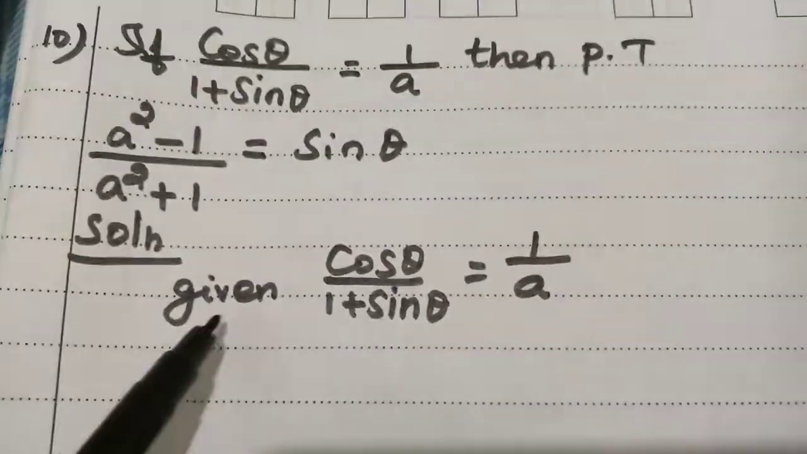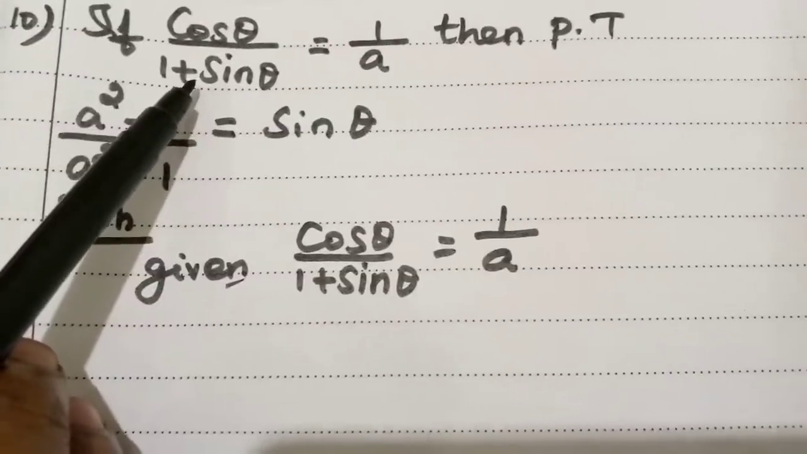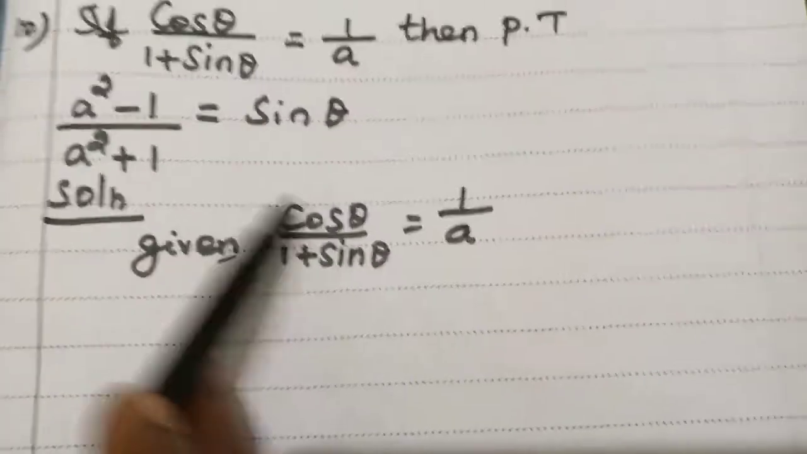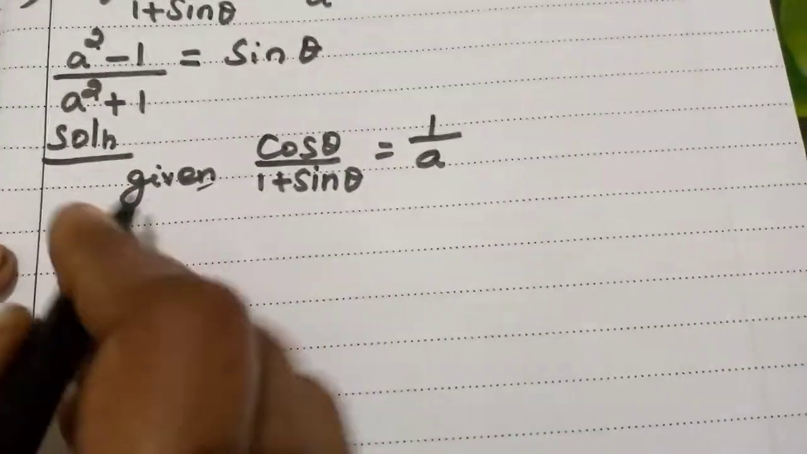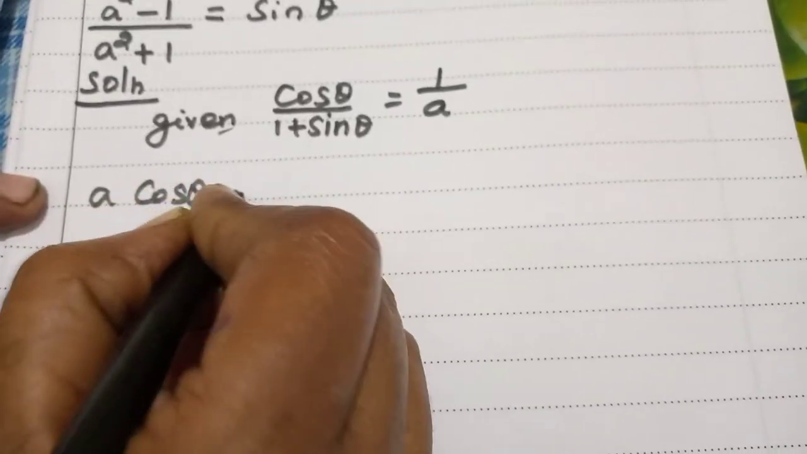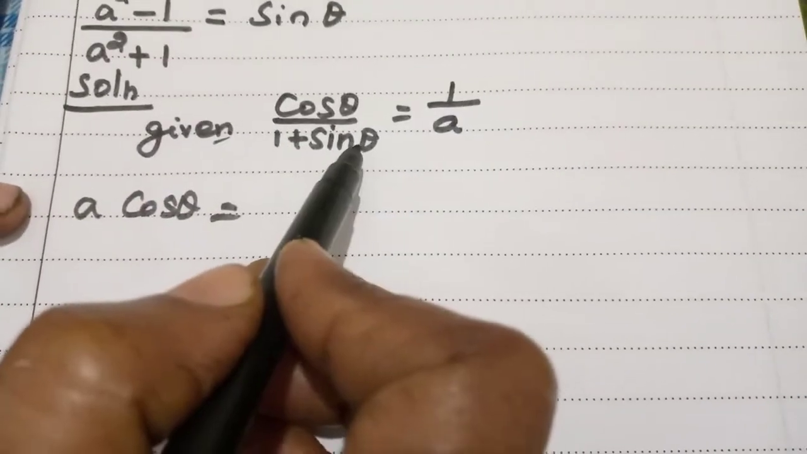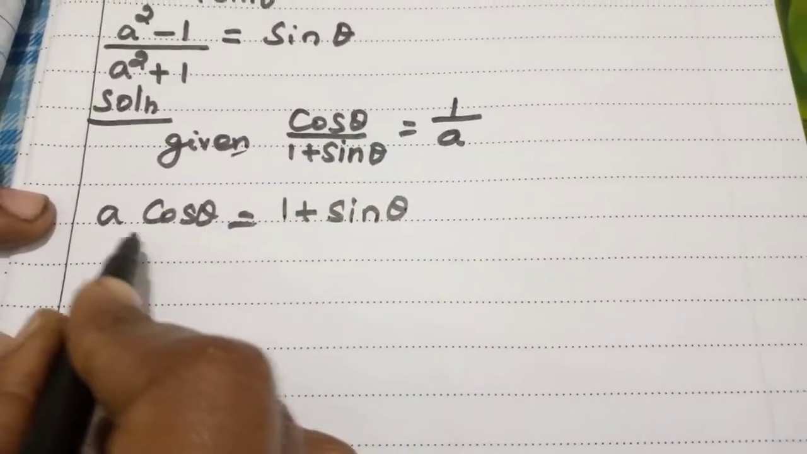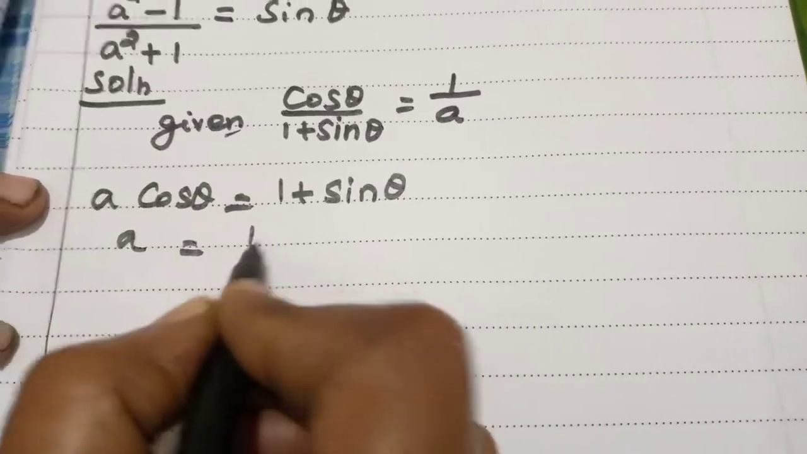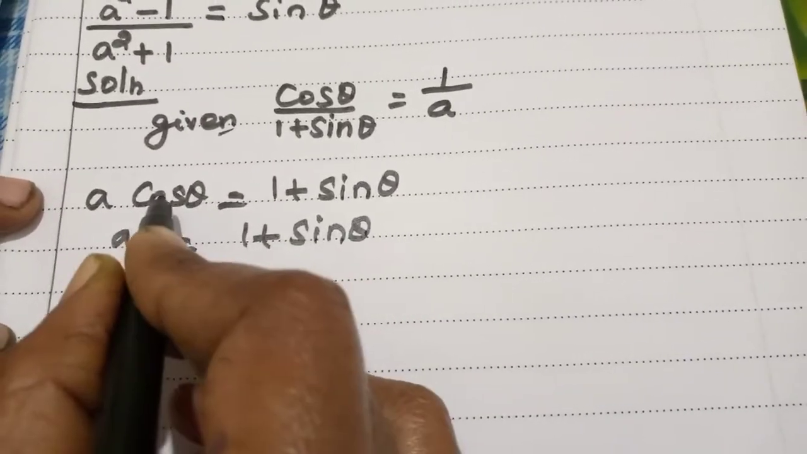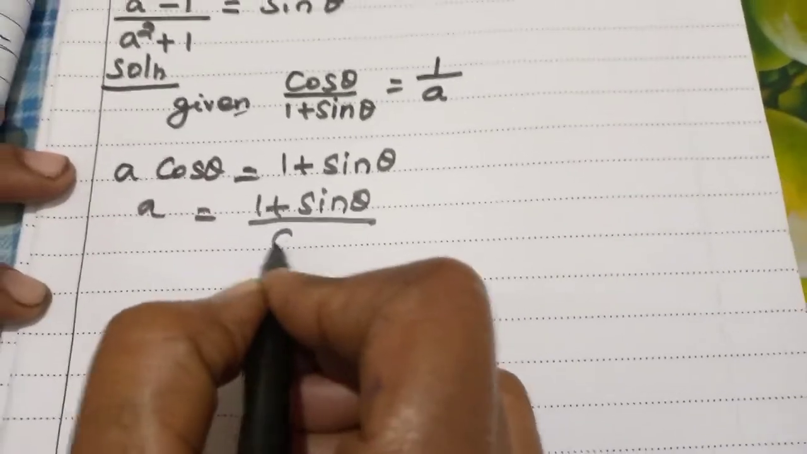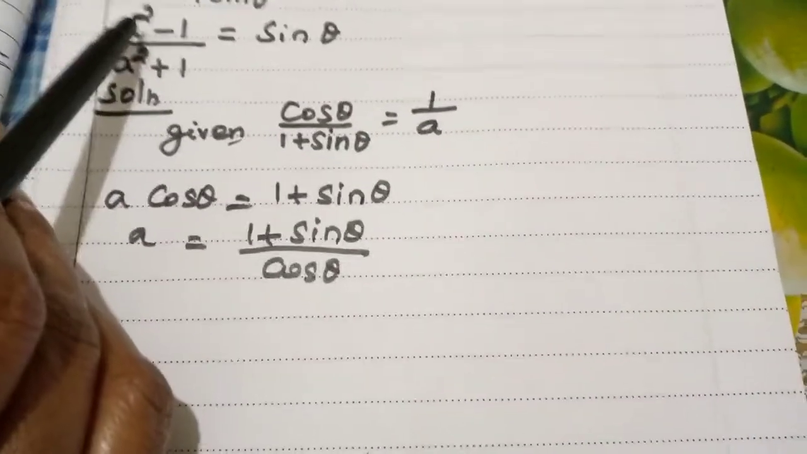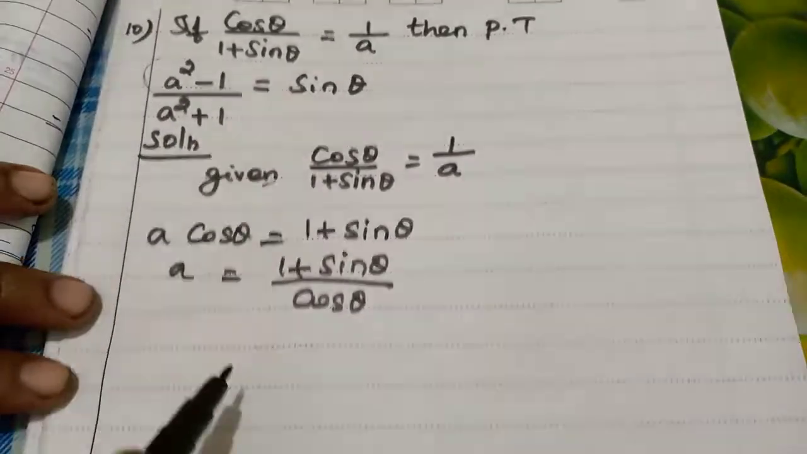Okay, so the solution. Given the first condition, let us take cos theta by 1 plus sin theta equal to 1 by a. Let us cross multiply here. a into cos theta equals 1 into 1 plus sin theta. From here, let's write the value of a: a is equal to 1 plus sin theta divided by cos theta. Let us square on both sides. We need a square minus 1, so let us square it.